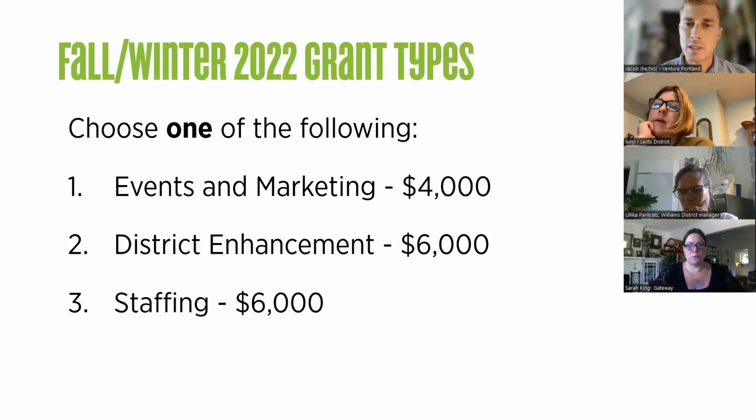First category is events and marketing, and that's $4,000 maximum ask. The second category is district enhancement, and that's a $6,000 maximum ask. And the third is district staffing, and that's a $6,000 maximum ask. So you can ask for anywhere from one to the maximum, depending on what your budget looks like and what your needs are as an organization.